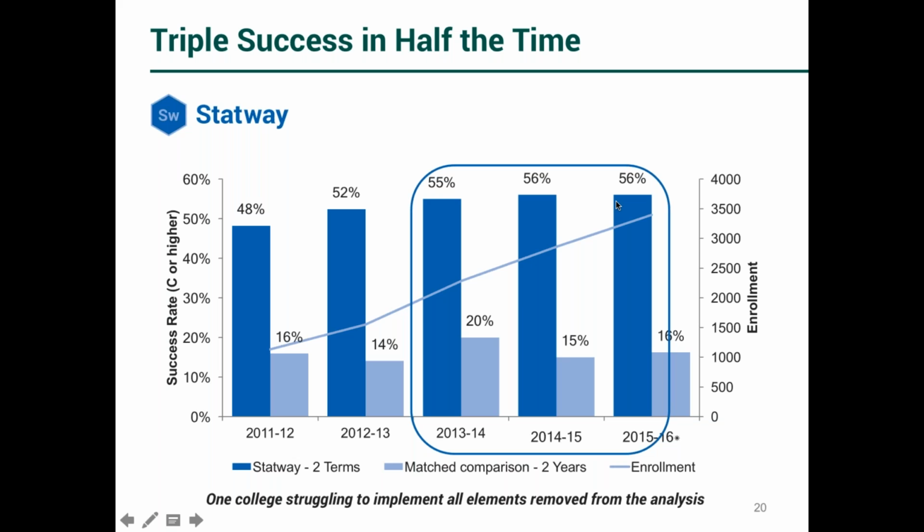So if we take out that one college, we can see that the propensity score matching analysis really shows that the rates are even higher. Oh, by the way, the light blue line that's creeping up across the graph here is actually our enrollment, and that's on the vertical axis on the right. So what that shows clearly is these success rates maintain even as Statway scales across the country.